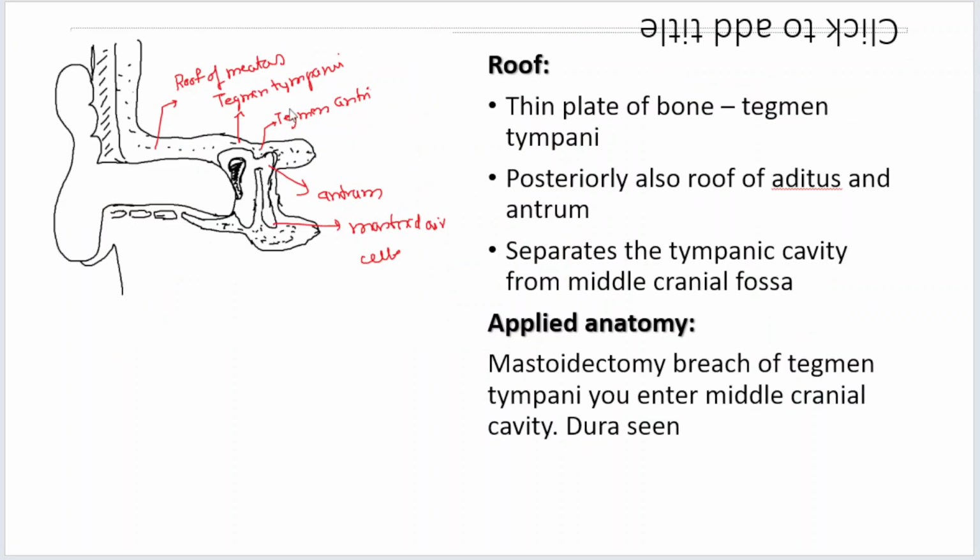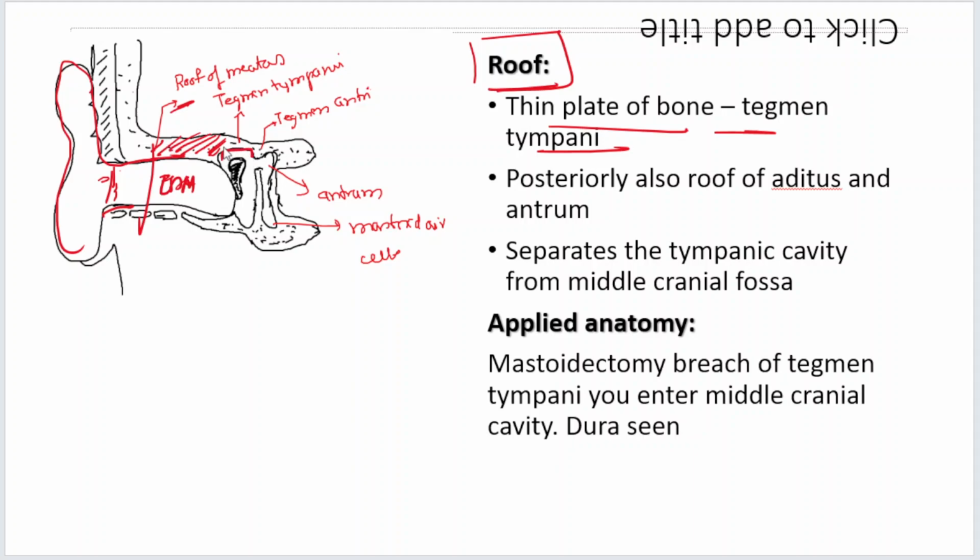Now coming to the roof of the middle ear. The roof of the middle ear is formed by a thin plate of bone called the tegmen tympani. Now as we go, this is the external auditory canal and the pinna. From there we are going inwards. The lateral one-third is cartilaginous. Behind that, the bone that you have is the roof of the external auditory meatus.